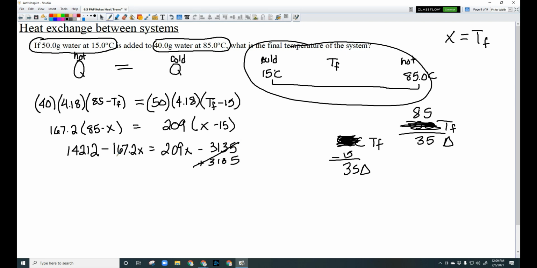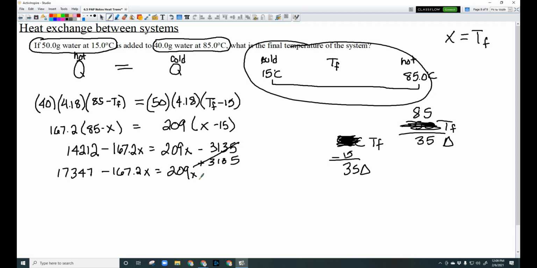So 14,212 plus 3135. Okay, so that's going to give me 17,347. Okay, minus 167.2x is equal to 209x.